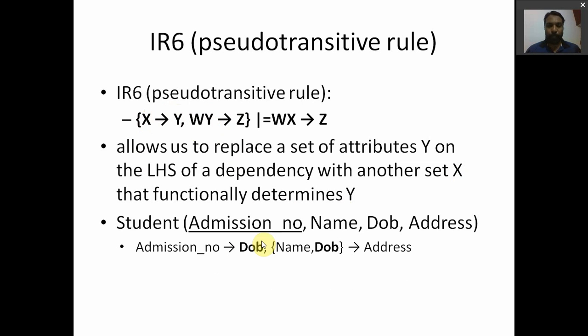We have a student relation with admission number, name, date of birth, and address. We have the functional dependency admission number to date of birth. Then another functional dependency is name, date of birth to address. Then we can replace date of birth with X, that is admission number, because admission number functionally determines date of birth. So we get name, admission number to address. This functional dependency will also hold in that relation. This is known as the pseudotransitive rule.